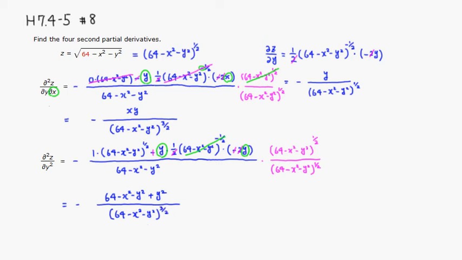Then you can even cancel negative y squared and a positive y squared. And I'm going to incorporate the negative sign there, so we can write it as negative x squared, so it's x squared minus 64, and then the denominator is 64 minus x squared minus y squared raised to the 3/2 power. So that's that. So let's type these in.